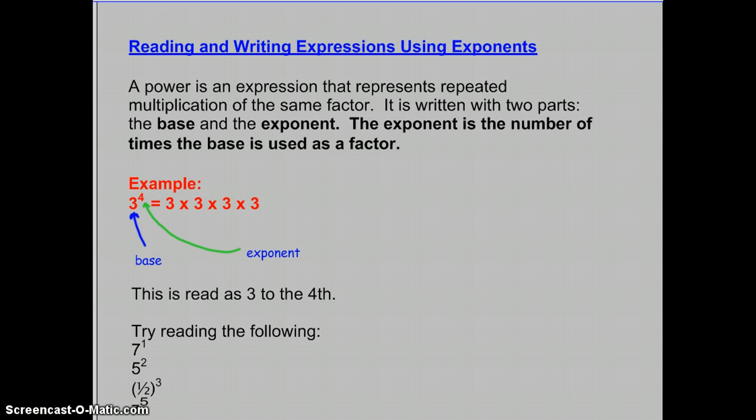Okay? Excuse my X's there. I don't have a little dot on my keyboard to denote multiplication. Okay? But you will not be using X's. Try reading the following at the bottom. The first one is 7 to the 1st power. The second one could be 5 to the 2nd, or 5 squared. The third is 1/2 to the 3rd power. And the last one is z to the 5th. You can raise numbers or variables to powers and exponents.